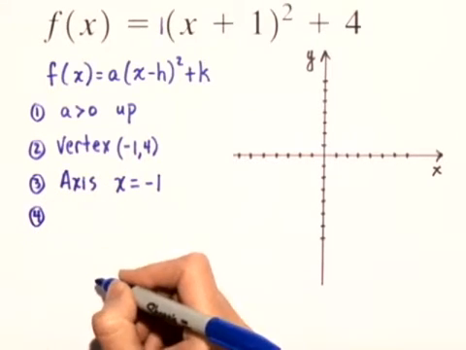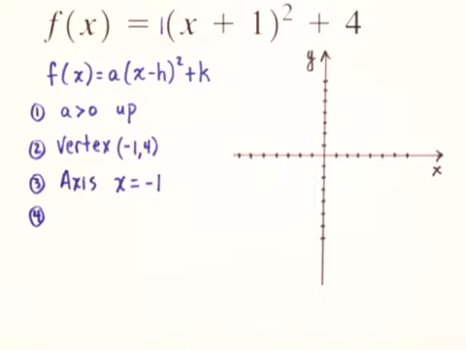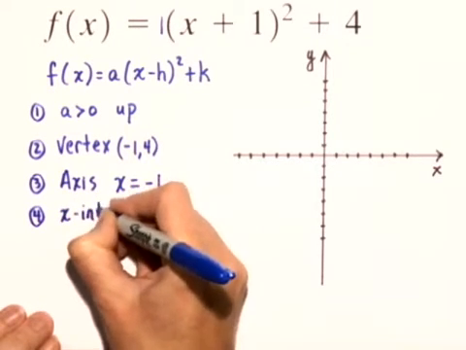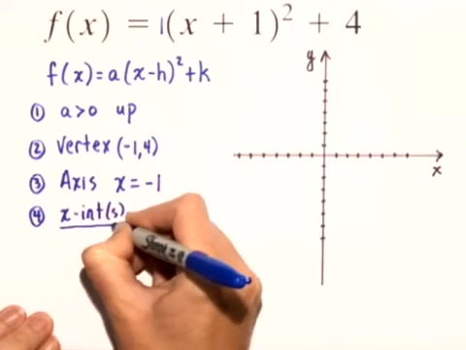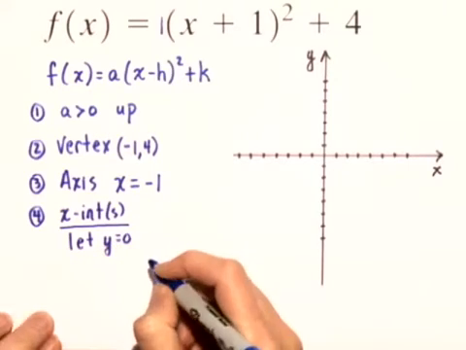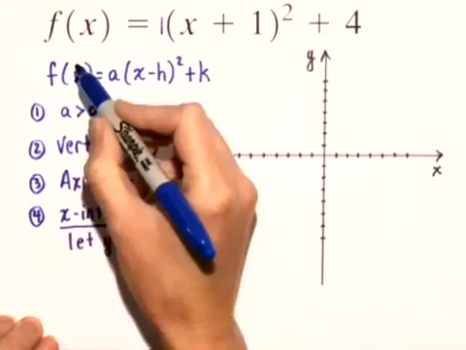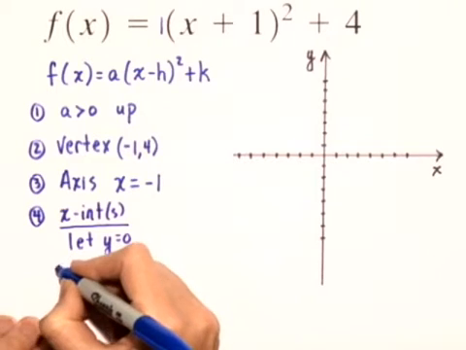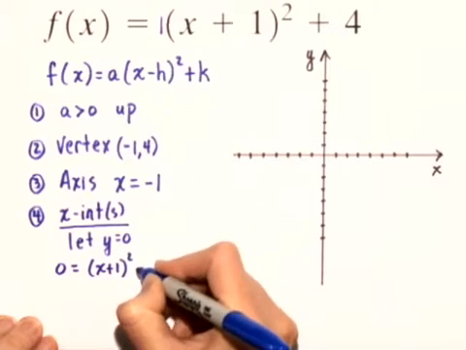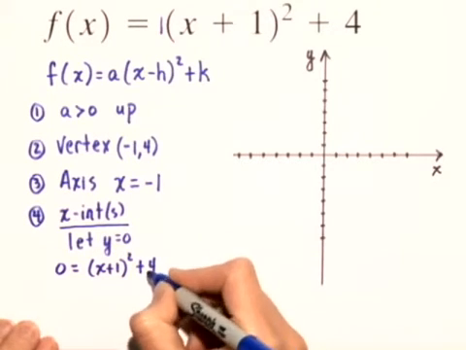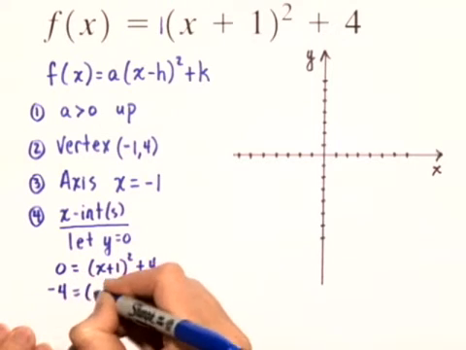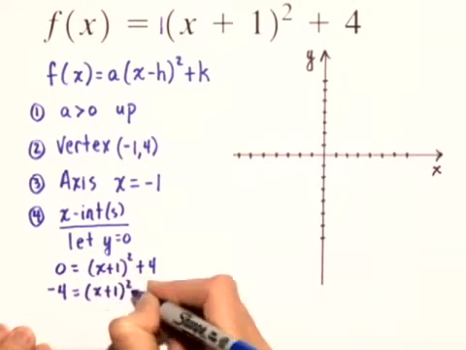Last, in step 4, we'll find both the x-intercept or intercepts and the y-intercept. So, in order to find the x-intercepts, we let y equal 0. Well, in this case, y is just f of x, so 0 equals the quantity x plus 1 squared plus 4. If I subtract 4 from both sides of this equation, I get negative 4 equals the quantity x plus 1 squared.